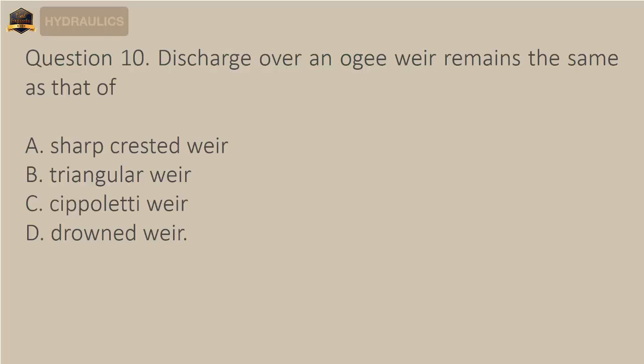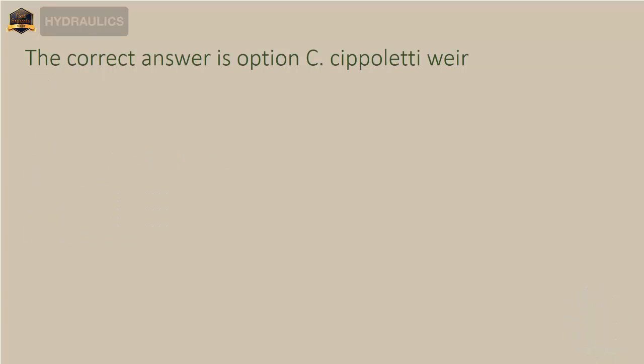Question 10. Discharge over energy weir remains the same as that of A. Sharp-crested weir. B. Triangular weir. C. Sepulchral weir. D. Drowned weir. The correct answer is option C, sepulchral weir.